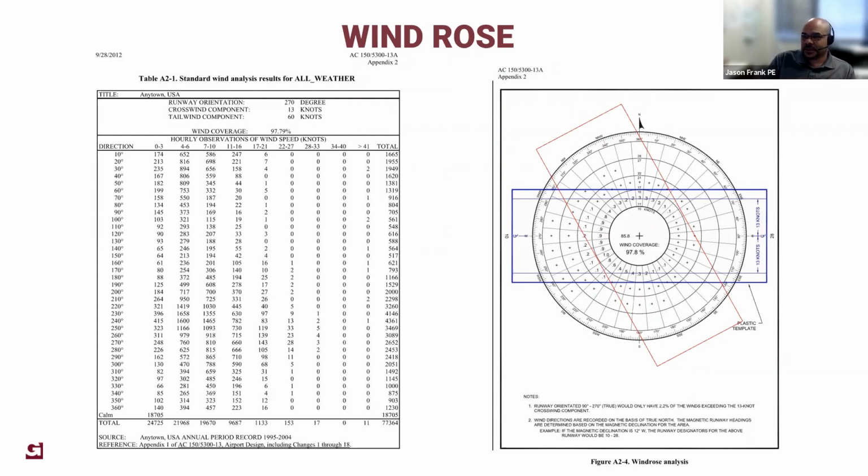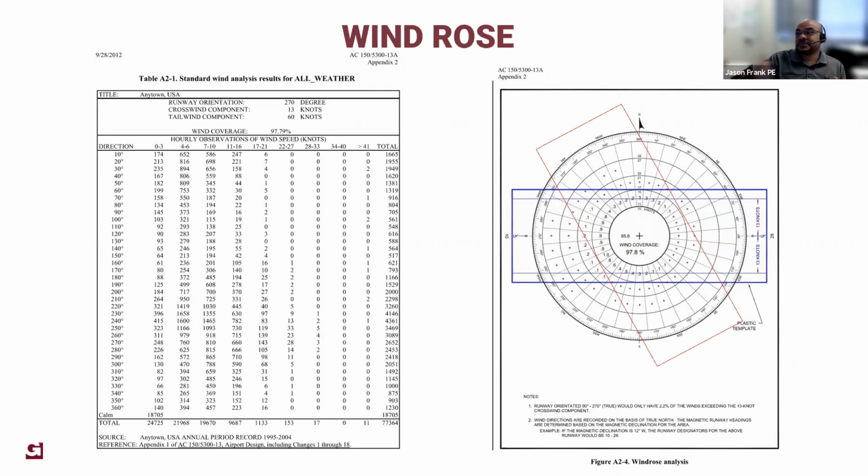They take the typical data from a certain period, a record. For example, this record was taken from 1995 to 2004 of hourly wind speed observations at an airport. It's just a generic list here. And the goal is to get 95% coverage based on these operations. So 95% of the prevailing winds will be covered by the direction of this runway.